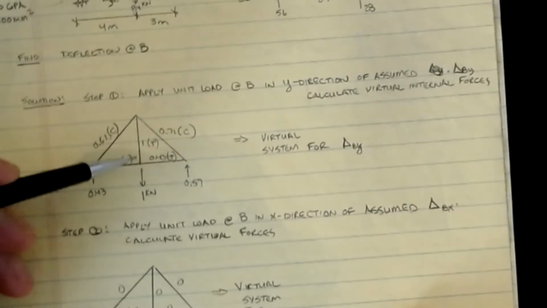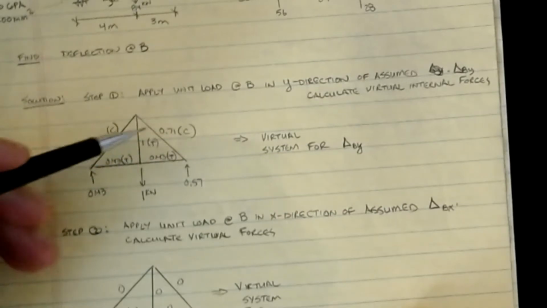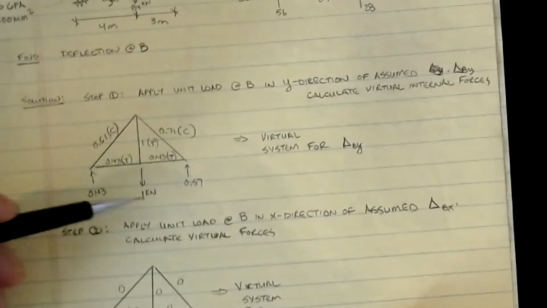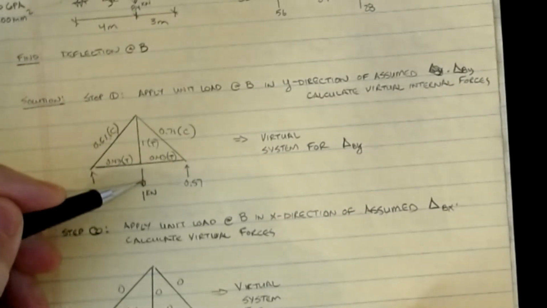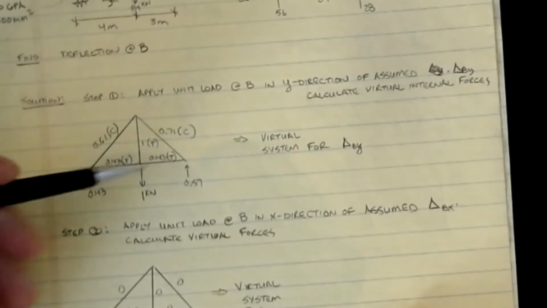Now, it doesn't matter the direction. You can go up or down. What will happen is it will change the signs, and then your final answer on the sign will tell you if what you assumed was right or wrong. So we're going to assume downward in this case, because that's kind of what we expect this structure to do.